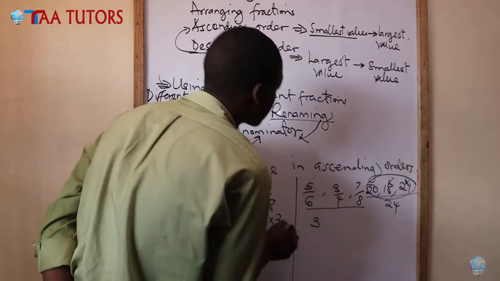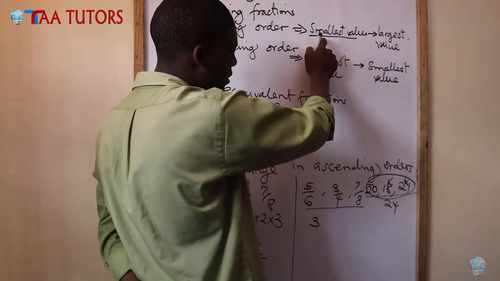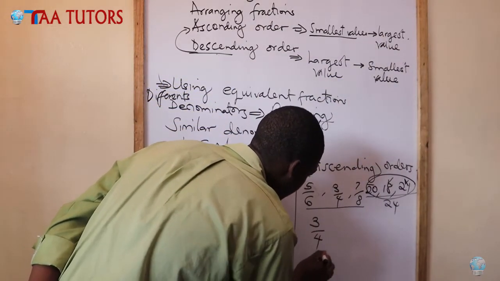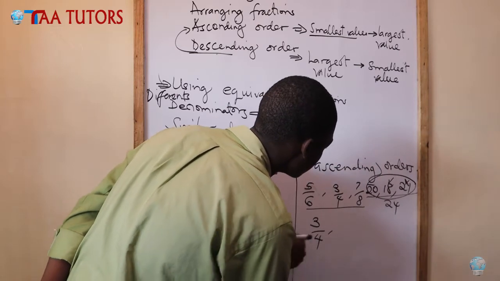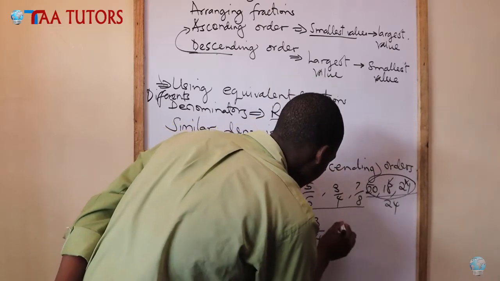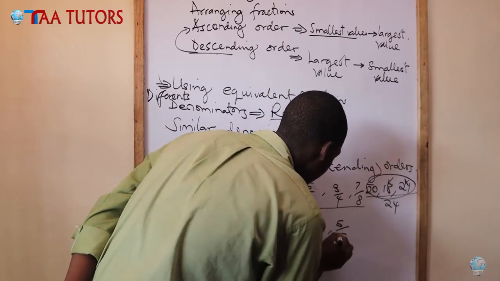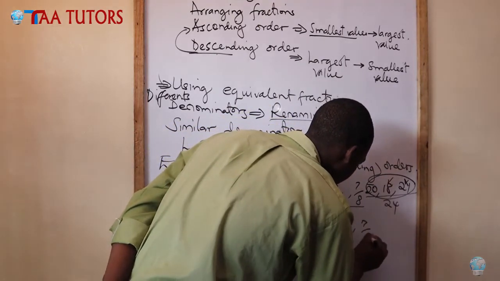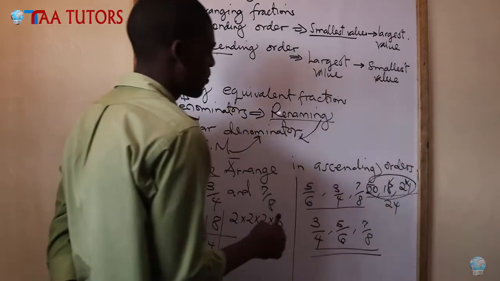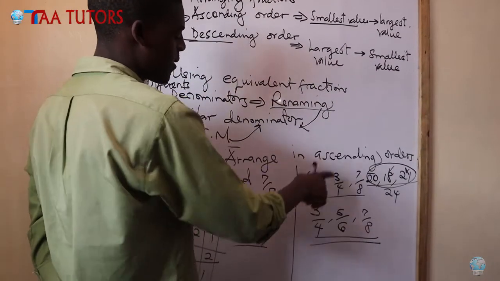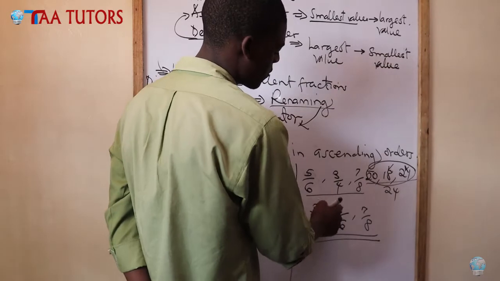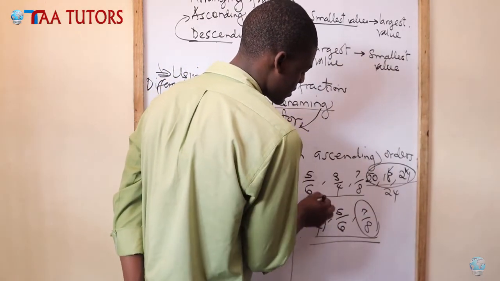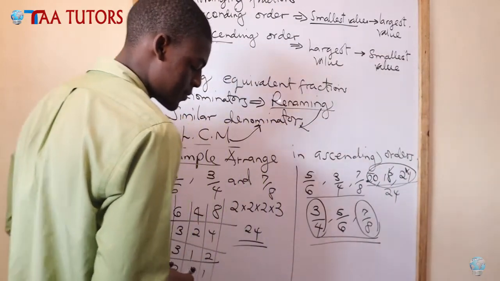That is what I start with, because it is from the smallest to the largest. So my smallest fraction is 3 over 4. Then I'll move to 20, which is represented by 5 over 6. And lastly, 21 is for 7 over 8. So the order in which they are supposed to be arranged, ascending order, is from 3 over 4 to 5 over 6 to 7 over 8. It means this one is the largest, while this one is the smallest.